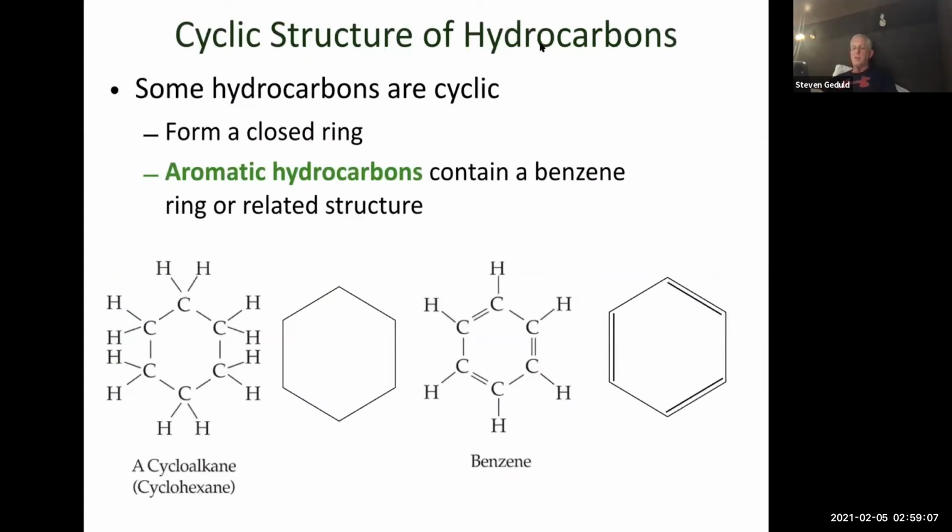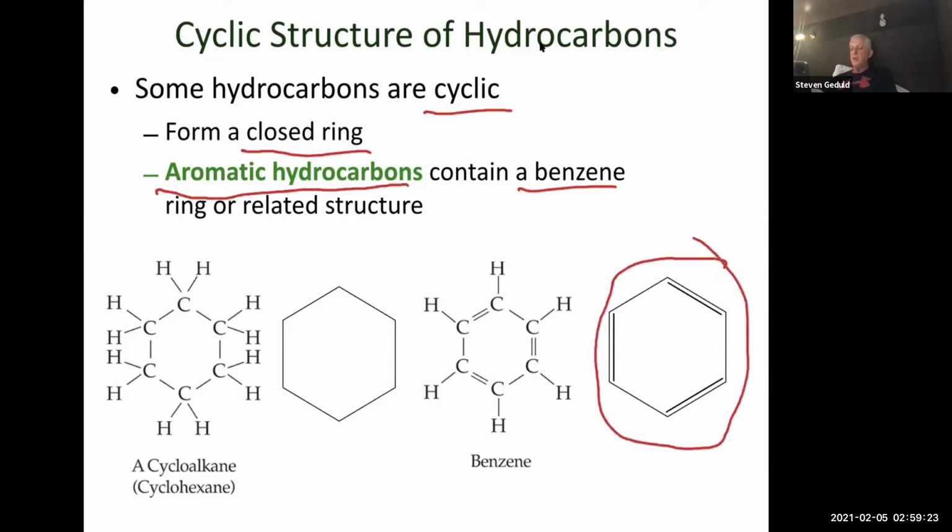Cyclical structures means they form a cycle, they form a ring. So some hydrocarbons are cyclic in nature. They form a closed ring. Remember, the aromatic hydrocarbons contain a benzene ring. Look at this right here. That's your benzene ring. All these are representative. Every one of these, this is cyclohexane, but see how benzene has double bonds.